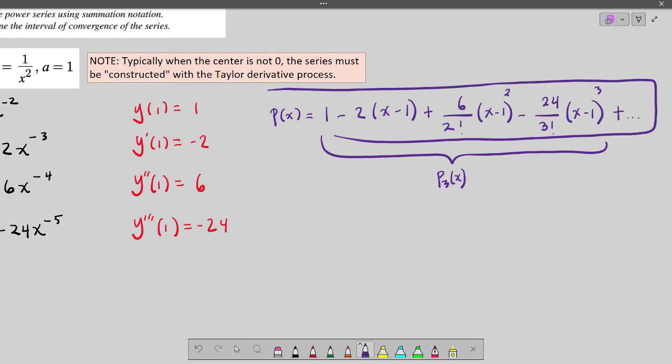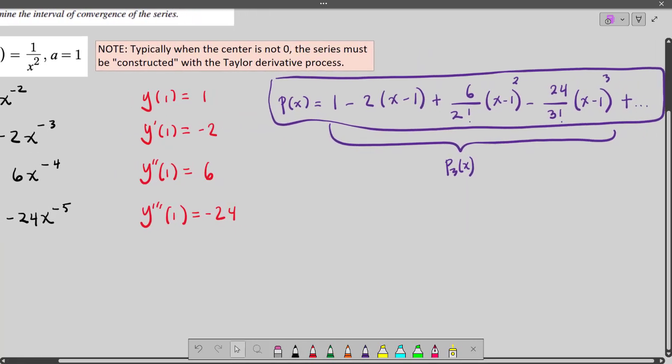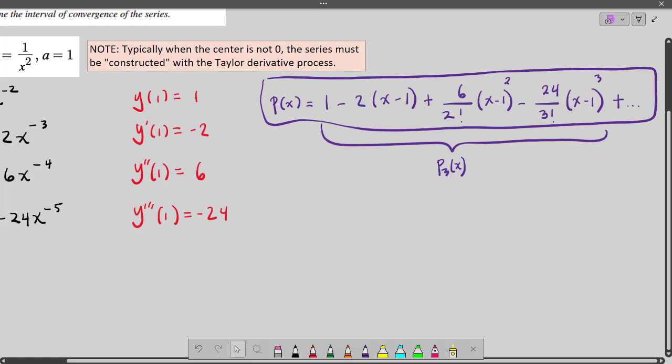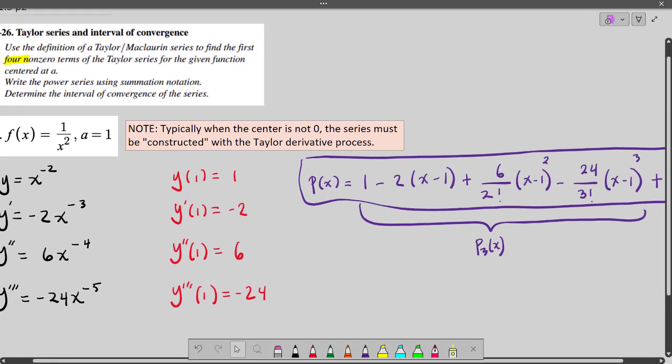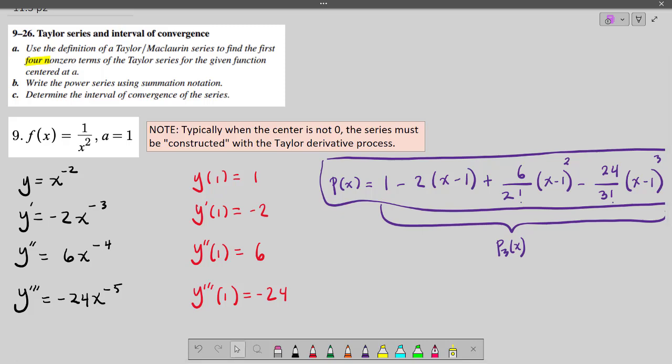Okay. Now this question asks for, so this one is going to have a pattern to the coefficients that's nice enough that we could write it in closed or summation form. So they say write it in summation notation and then determine the IOC.